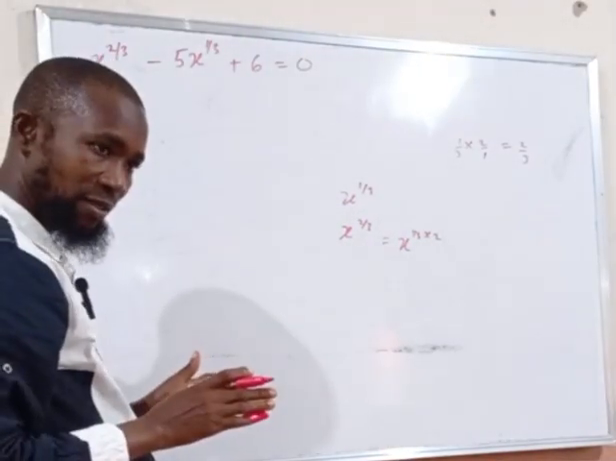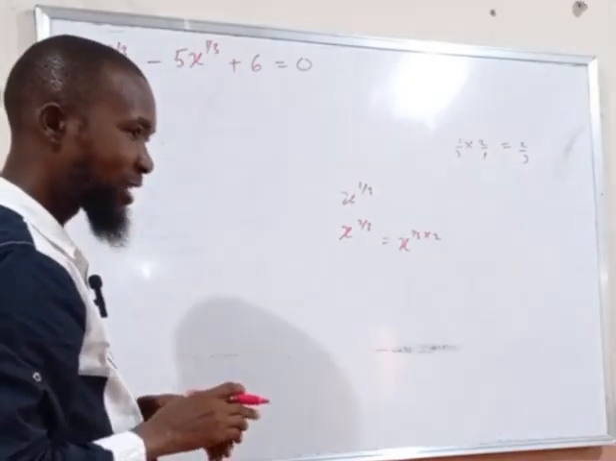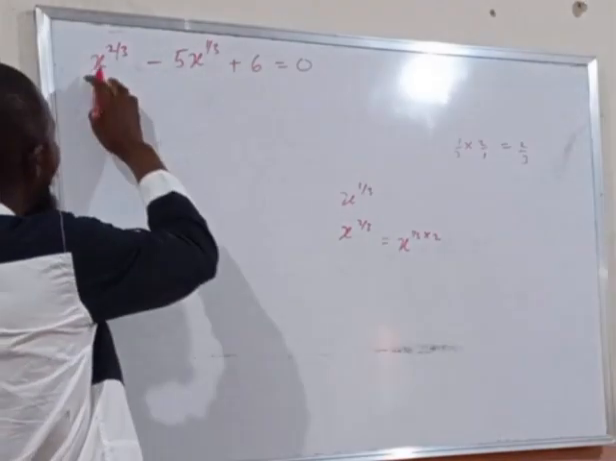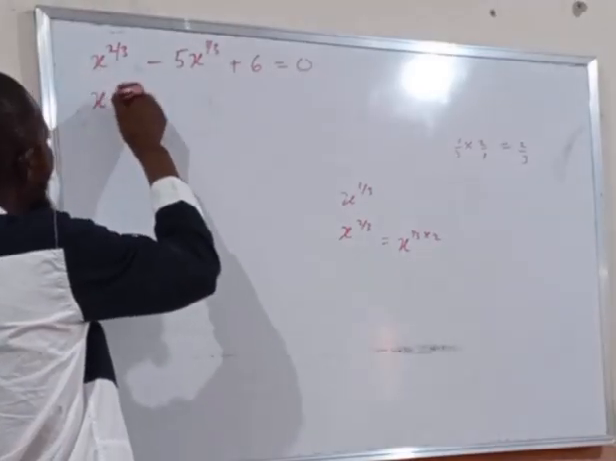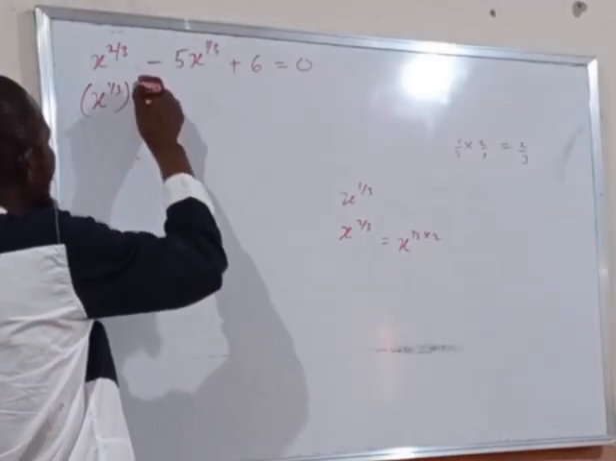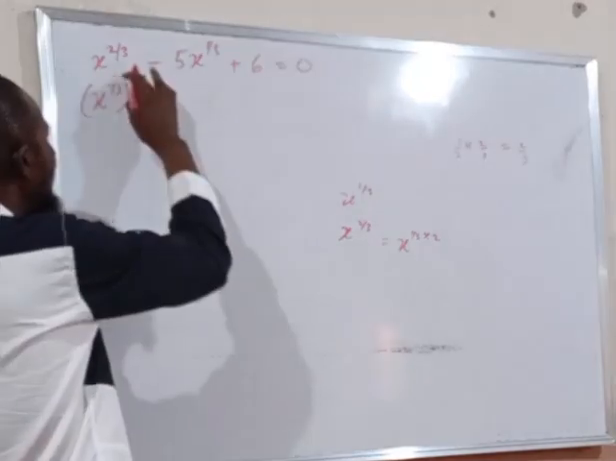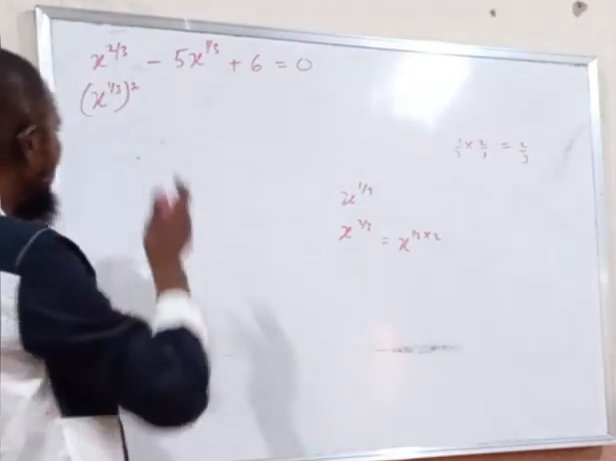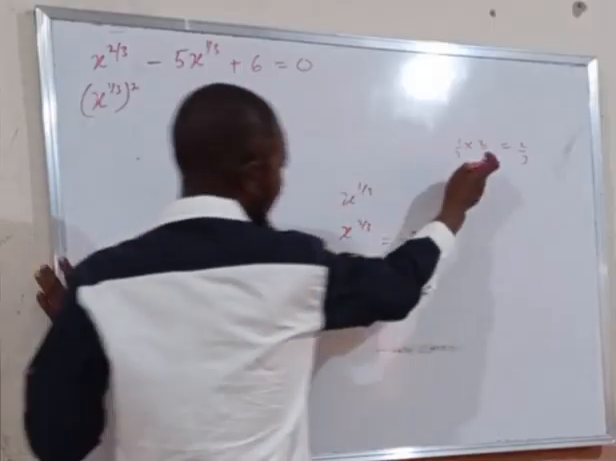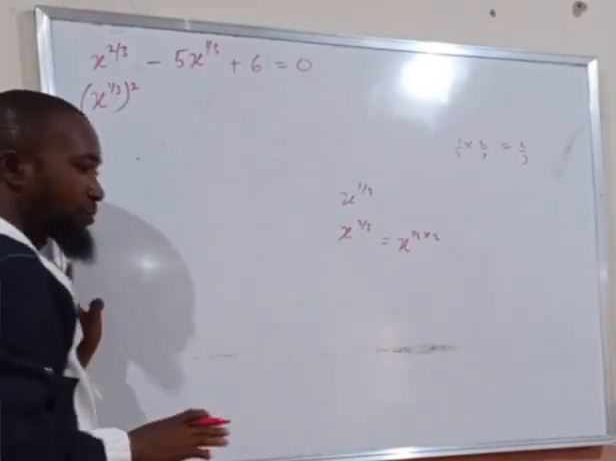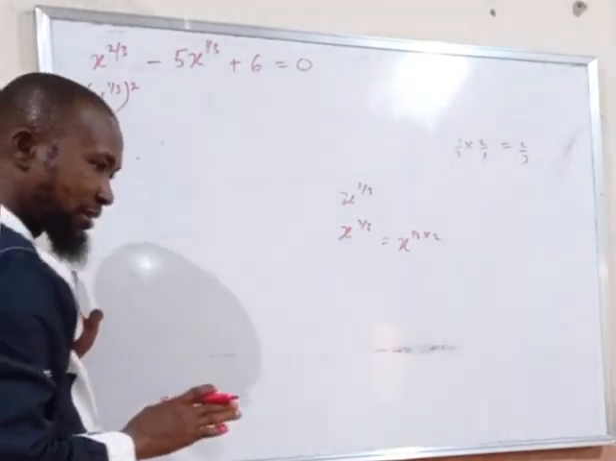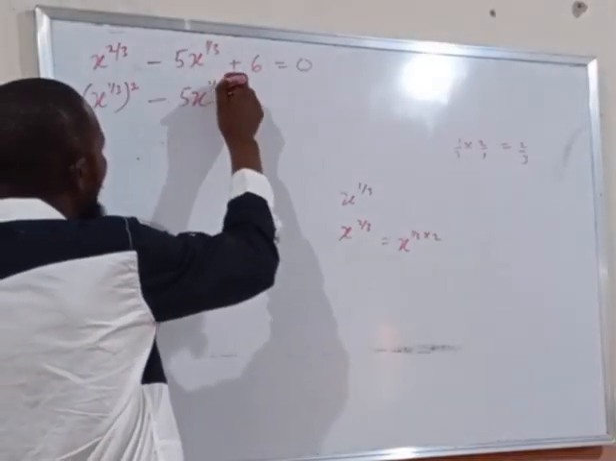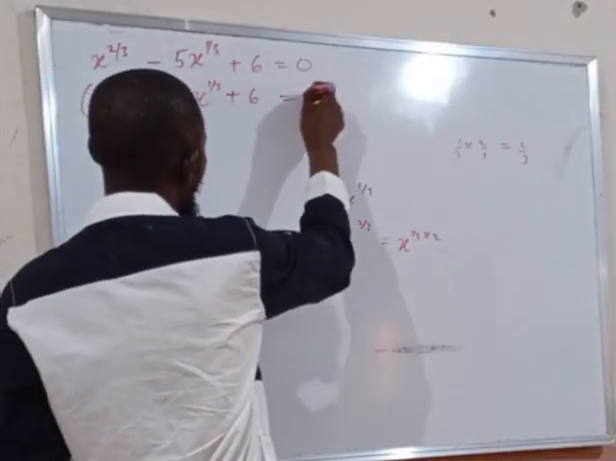Do you get that? So that means I can write this thing as x raised to power 1 over 3, with 2 outside like this. This 2 can as well be written as 2 over 1. Now we say 5x raised to power 1 over 3 all raised to 2, minus 5x raised to power 1 over 3 plus 6 is equal to 0.